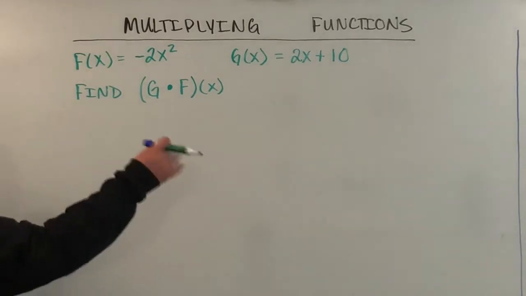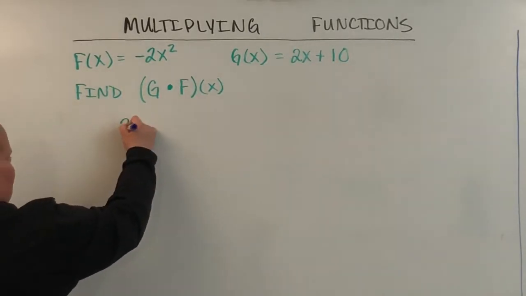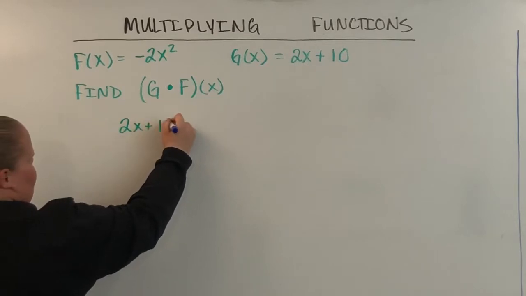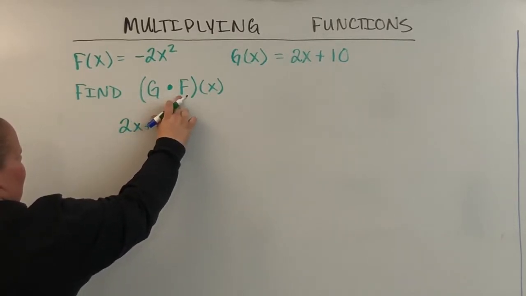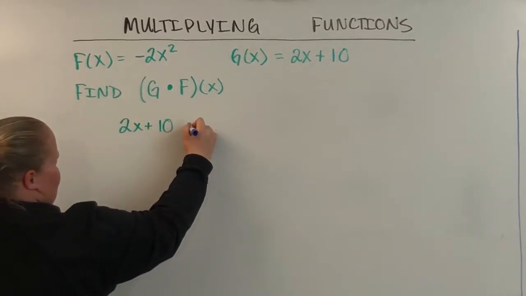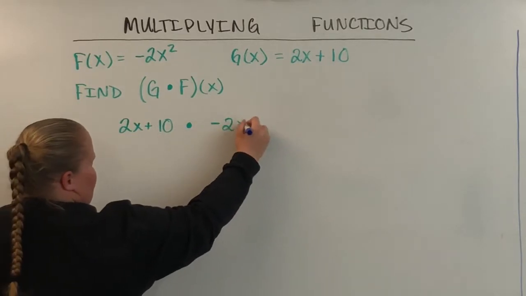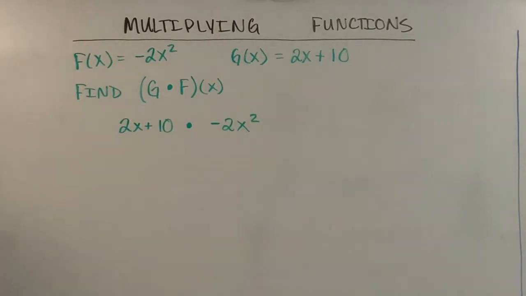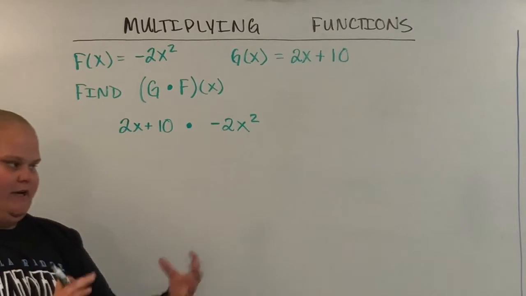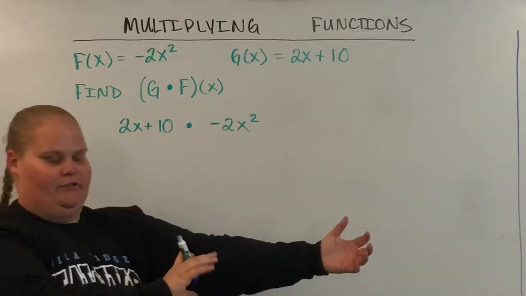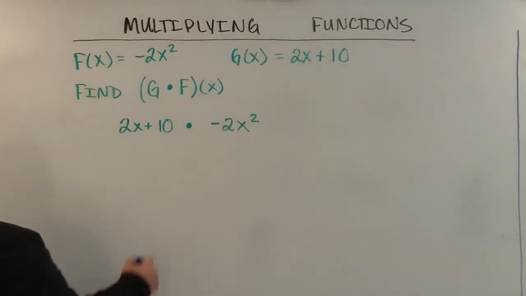So we're going to write it down in the order that it comes in. We have 2x plus 10. That's g. And f is negative 2x squared. And again, we want to make sure we're multiplying the entire function by the other function, not just pieces. So we're going to put everything in parentheses.